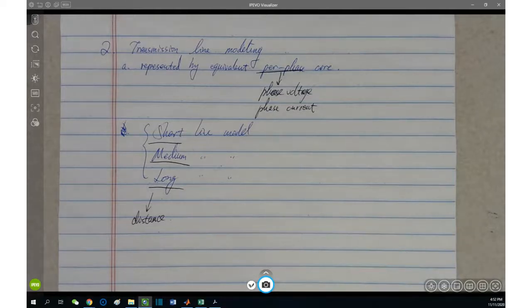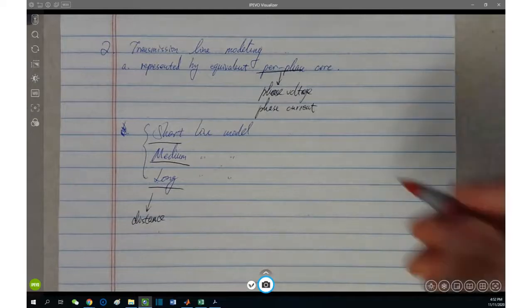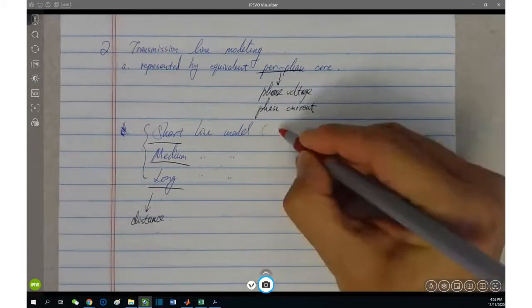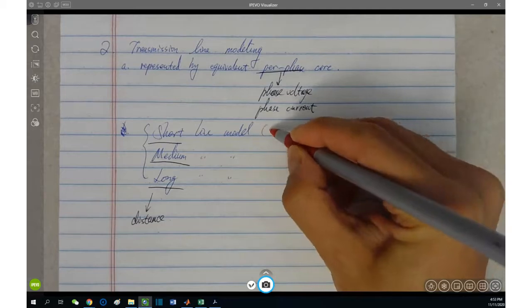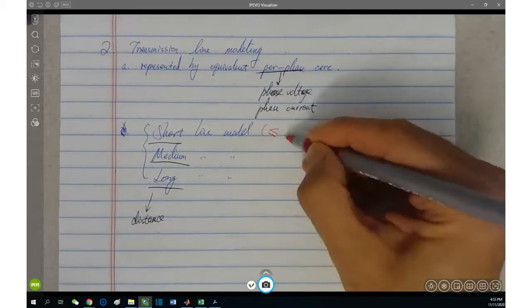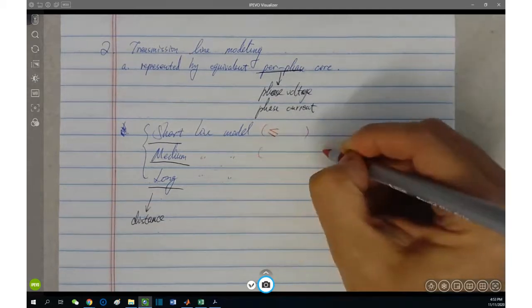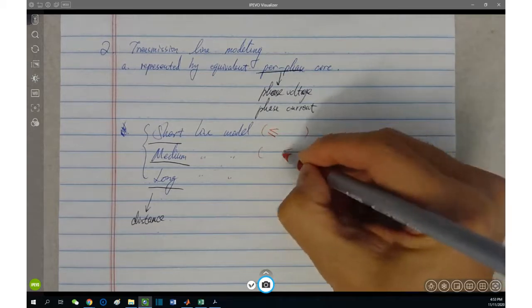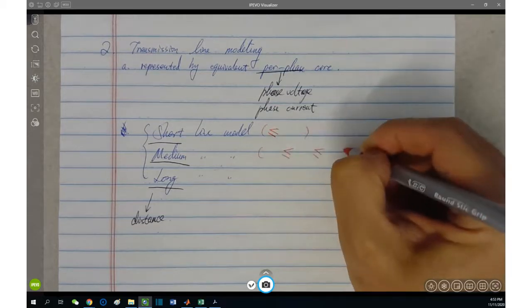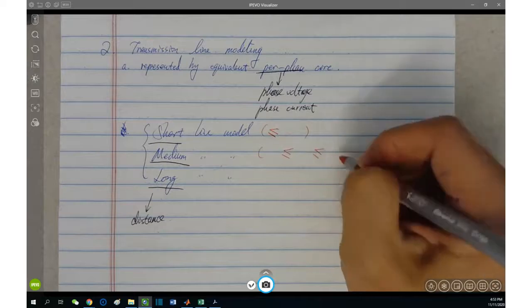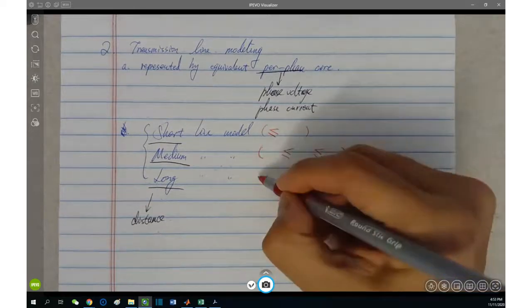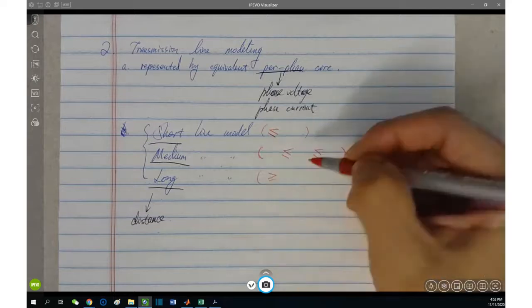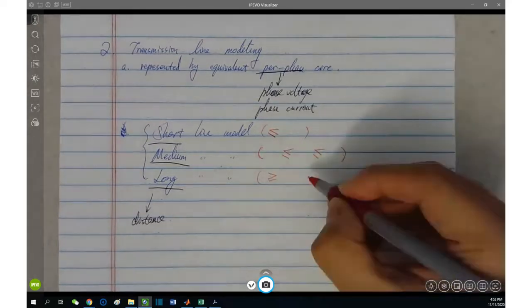And here, there's some boundary you need to understand. Since they're characterized by different distances, you need to understand the boundaries. So short line means you are at or below a certain distance. Medium means you are between two boundaries. Long means you are beyond a certain distance. Does it make sense?